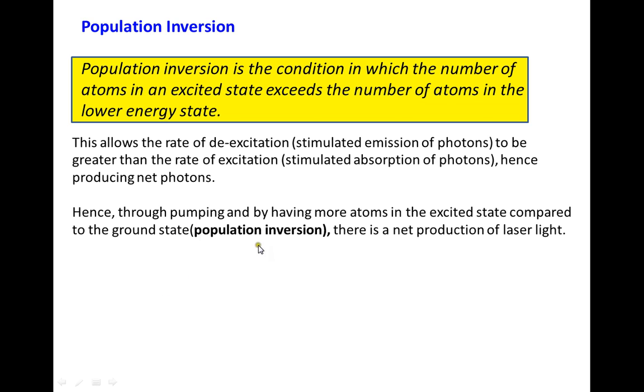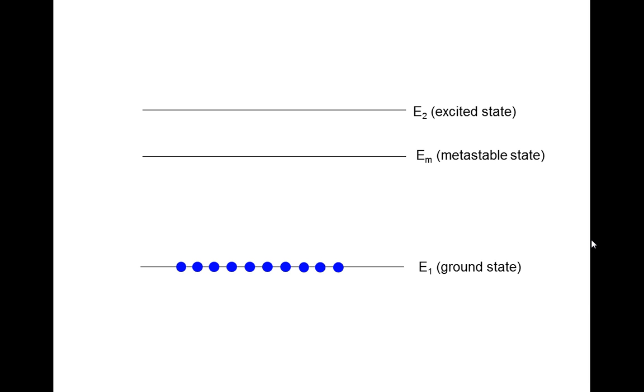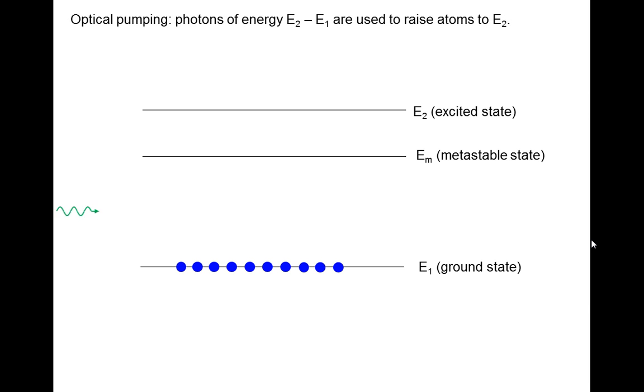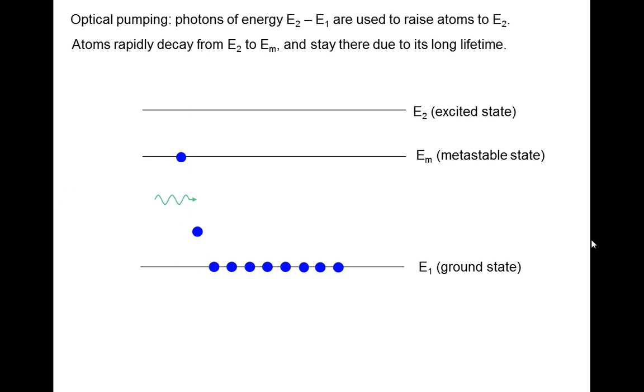Hence, through pumping and by having more atoms in the excited state compared to the ground state, there is a net production of laser light. This is a short animation to show you. We pump the atoms to the higher energy state, but it will drop down because of the short lifetime in the excited state E2. This is repeated for all the atoms.